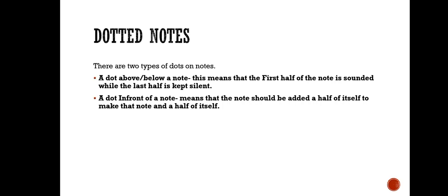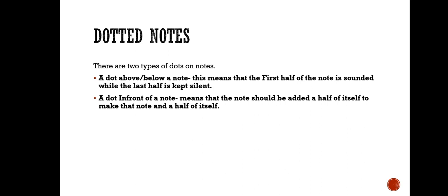A dot above or below a note means that the first half of the note is sounded while the last half is kept silent. That's the meaning of a dot above or below a note. If the note is supposed to take 2 seconds, you sound the first half of that note, and the last half you keep silent. That means you will sound the first 1 second, and the last second you keep silent.